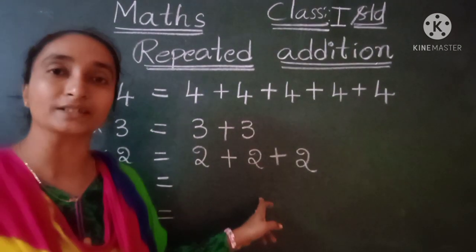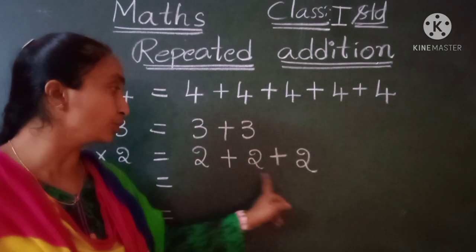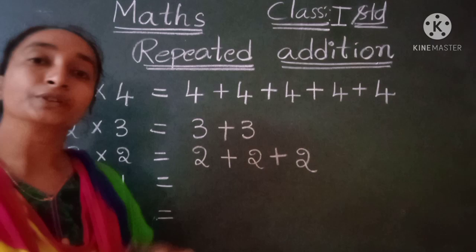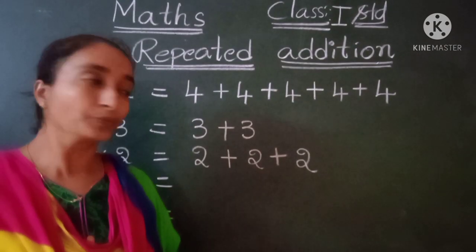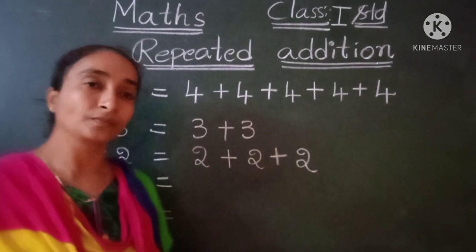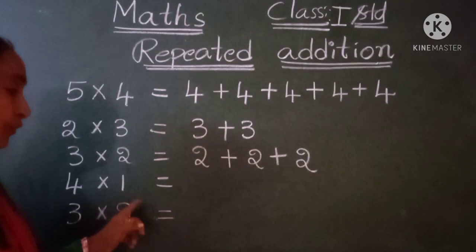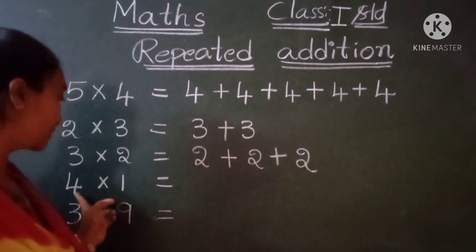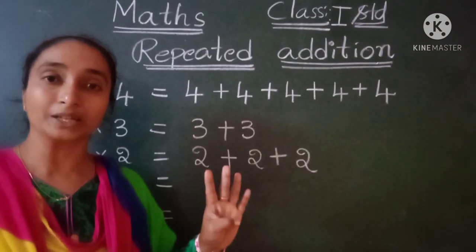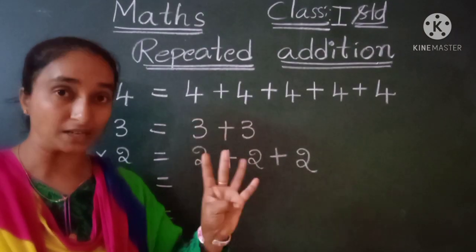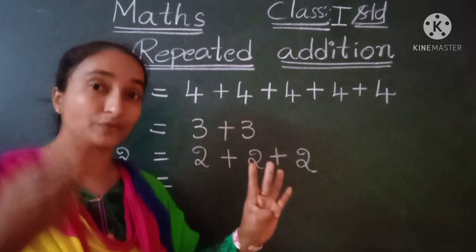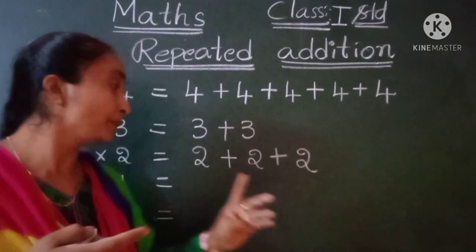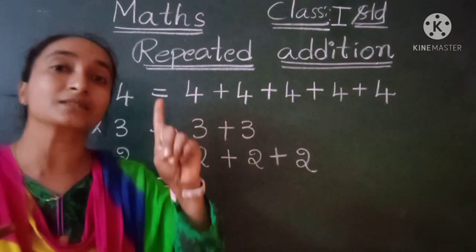So this is called 3 into 2. So 3 groups are there. First we'll write the group 3 into, in every group 2, 2. So here we have completed, children. Now 4 into 1. The first number they have given here is 4. That means 4 groups are there, so 4 times we have to write. Which number should we write for the 4 times? The second number, that is the 1.